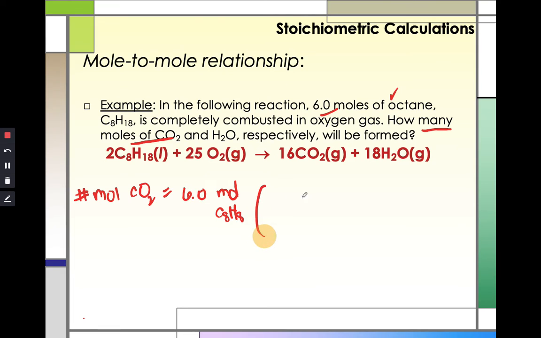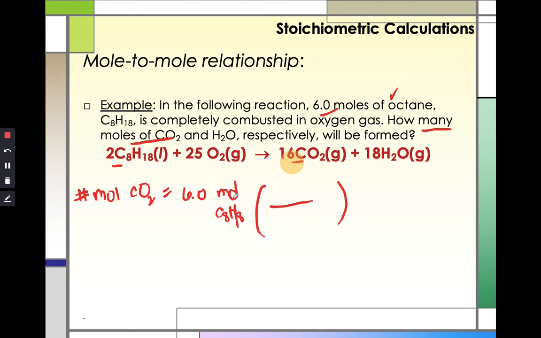The first thing that we want to do is convert it into moles of substance B. Do you think there's a need for us to get the molar mass of C8H18? Not anymore. We can use the mole ratio directly. The mole ratio between octane and carbon dioxide is that 2 moles of octane are needed in the reaction to produce 16 moles of carbon dioxide.